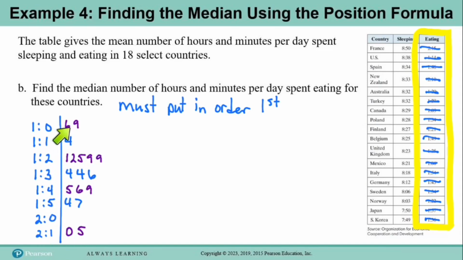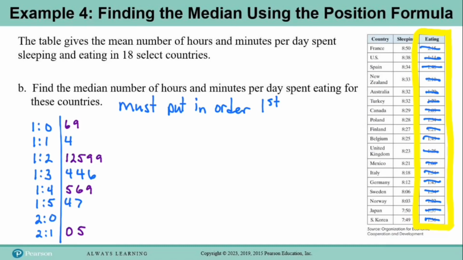So now if you were to read these top to bottom, left to right, you would get the times in order. This is 1 hour and 6 minutes, 1 hour and 9 minutes, 1 hour and 14 minutes, 1 hour and 21 minutes, 1 hour and 22 minutes, and so on. So you can see that they're in order now. And so now at this point, we're ready to find the median.